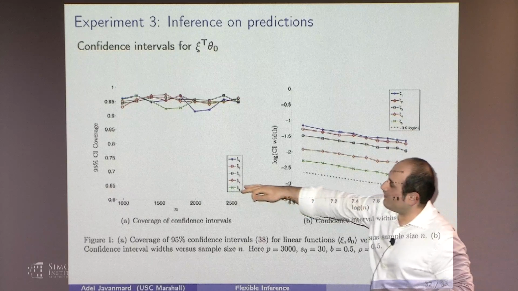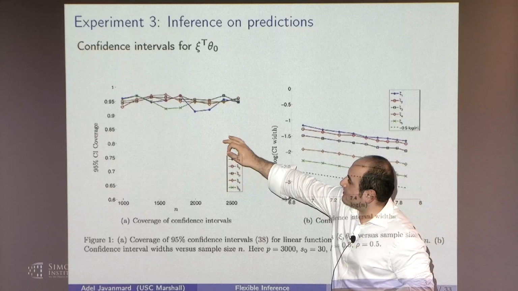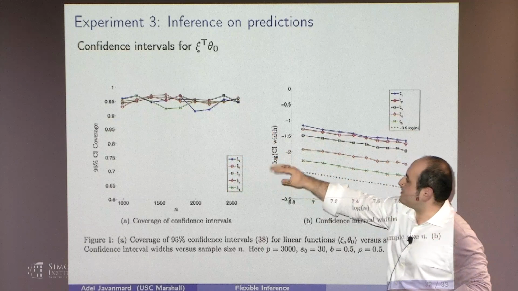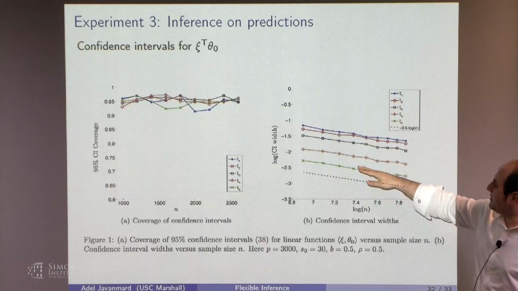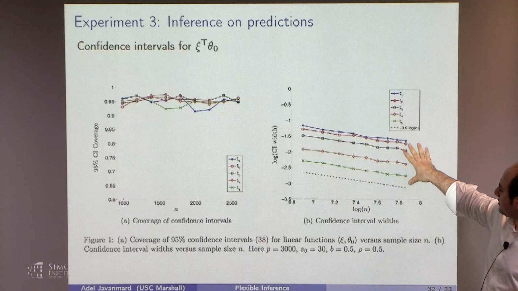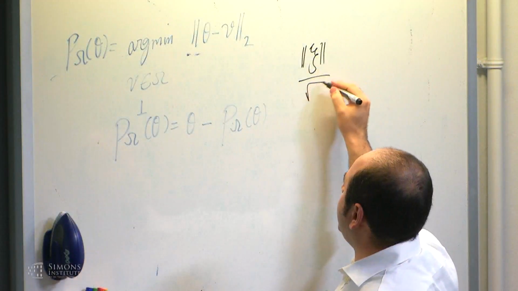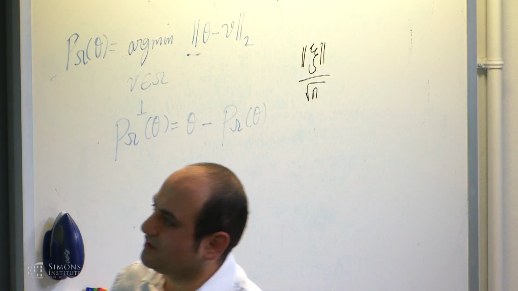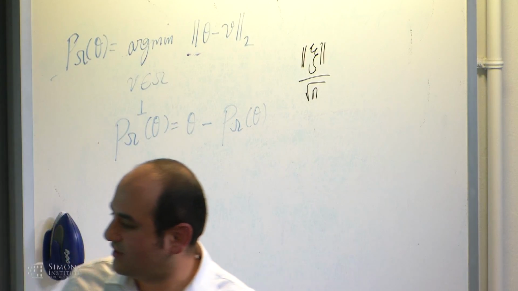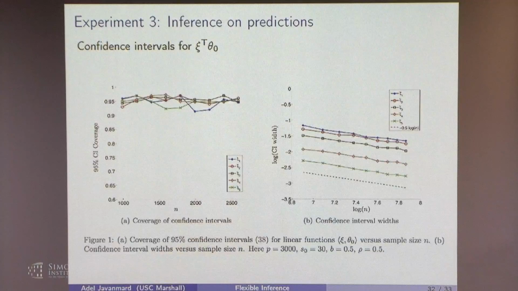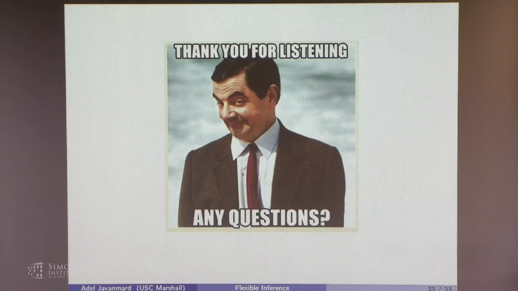This is the 95% confidence interval, so coverage is around the 95% that we set. And these are the lengths of the confidence interval, so it scales with basically the norm of sigma over root n. This is the log plot, and it's linear on that one. Okay, any questions? I think with this one I can conclude the talk, and I would be happy to take any questions.